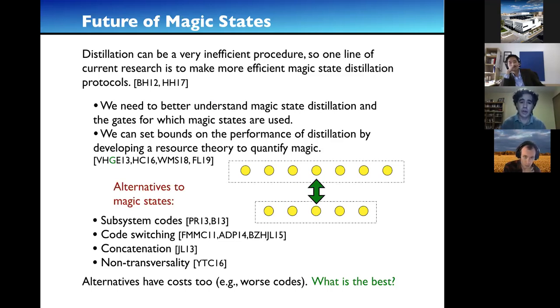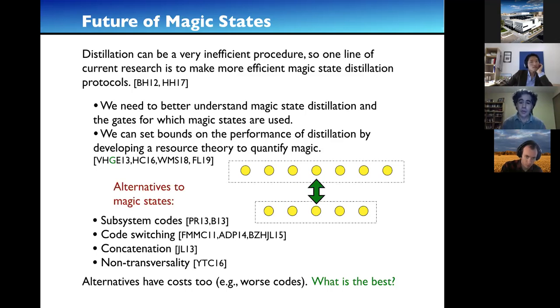So another avenue of research on magic states is to try to bound how well we can hope to perform with magic state distillation. And maybe that will inspire us or give us some guidance as to how to make better protocols. And we do that by developing some sort of resource theory to quantify how much magic is in these magic states. And one nice thing about this idea of resource theory of magic is that you get to use all sorts of funny names for things. Like, I wrote one of the first papers on that, and we had the mana. Other people have used other kinds of magical notions.